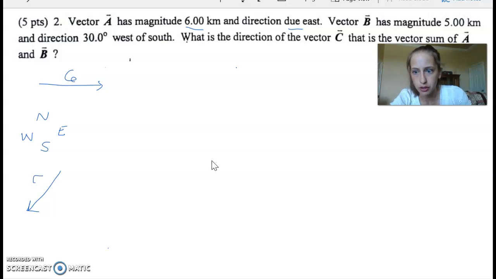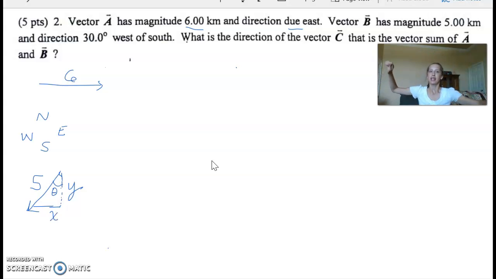It's got a magnitude of 5 and it's 30. I'm trying to do a dotted line on my thingy. That angle right there, that's the 30. It's 30 degrees west of south. If it was straight up and down south, it'd be right there. But since we're west of south, we're kinked a little bit. Okay, so that is the y component. This is the x component.